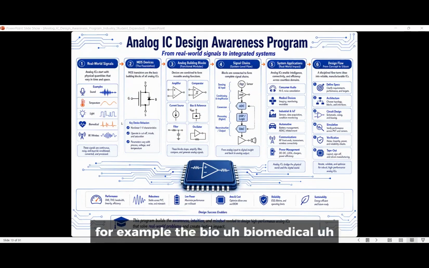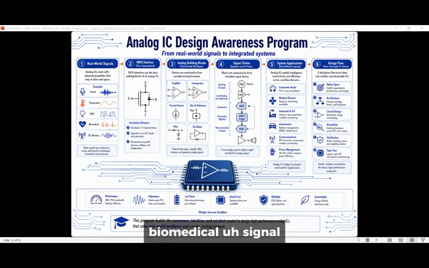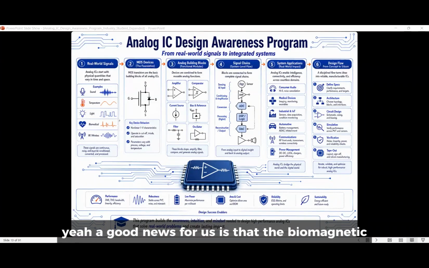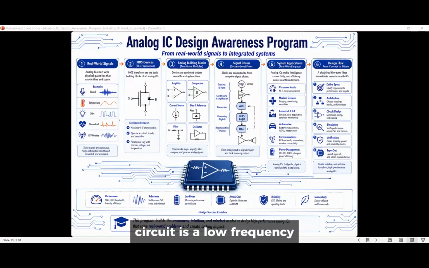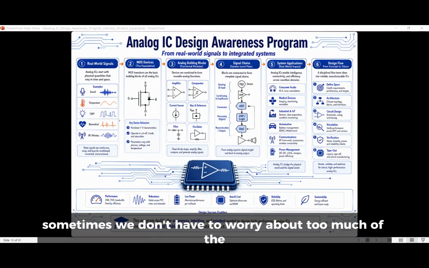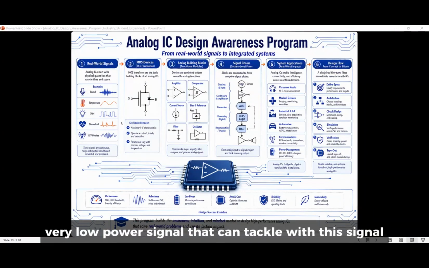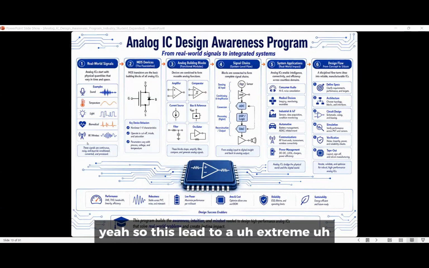So for example, the biomedical signal, this is a very small signal. So how can we amplify this signal? A good news for us is that the biomedical signal is a low frequency signal. So sometimes we don't have to worry too much about the circuit bandwidth. What we should worry about is, under such a small signal, how can we design a very low power circuit that can tackle this signal? So this leads to an extreme low power design of the circuit.